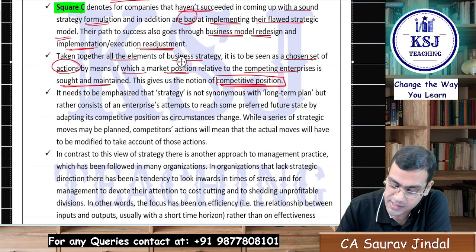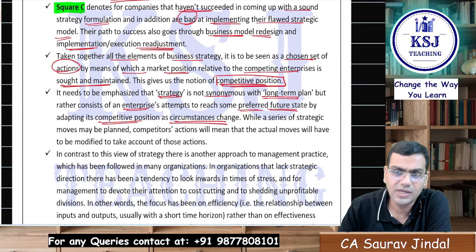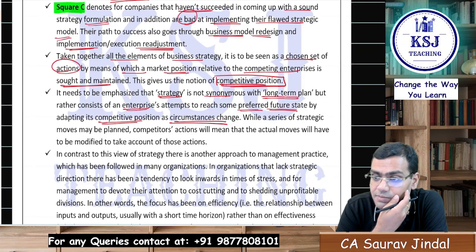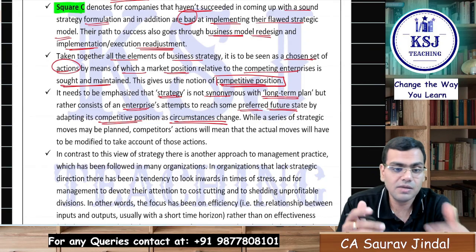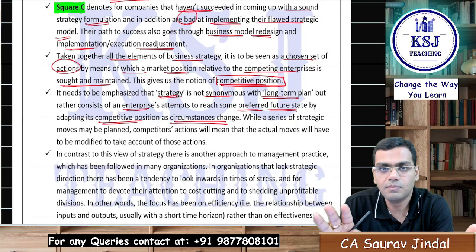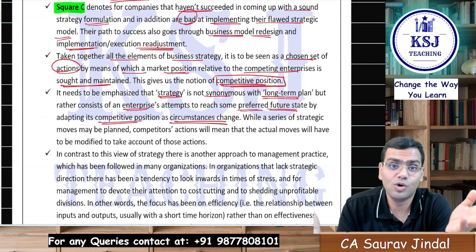It needs to be emphasized that strategy is not synonymous with a long-term plan, but rather consists of an enterprise attempts to reach some preferred future state by adapting its competitive position as circumstances change. So it is not like a long-term plan that once you have prepared it. No, sometimes the strategies are prepared for just one year, 6 months. It is like, this is the point where you want to reach. This is the thing that you want to achieve. It is not a long-term plan. It is the short-term plans combined. We can look at as a long-term vision, right?